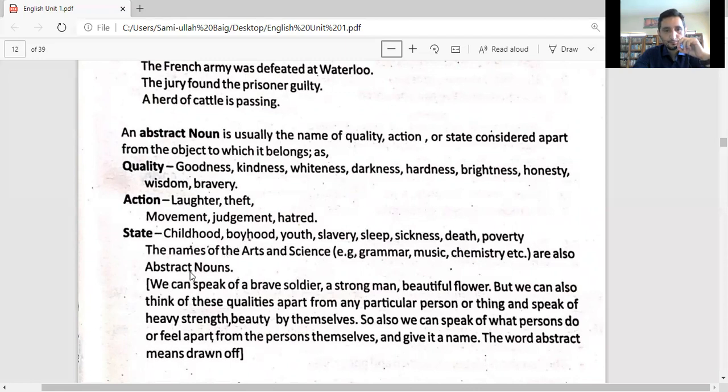So abstract nouns, we can speak of a brave soldier, beautiful flower, but we can also think of these qualities apart from any particular person or thing and speak of heavy, strength, beauty by themselves. So these may be qualities that are manifest in some person or something, but they can be thought of separately from that thing itself as well.